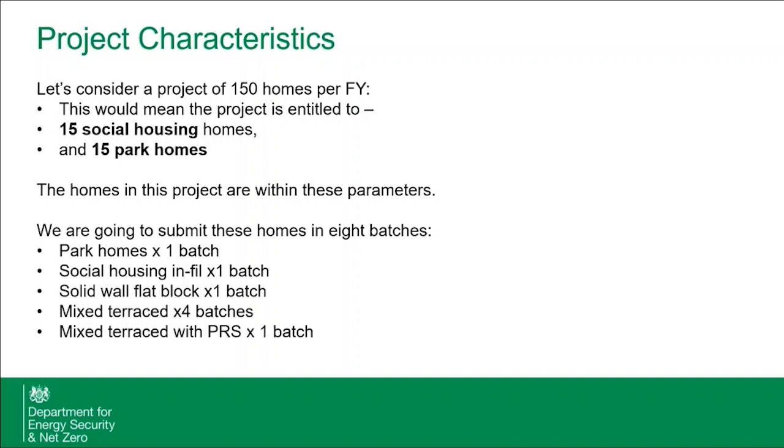So what we're going to do as part of that is submit these homes in 8 separate batches, and we're going to split them out by archetype. There'll be a single batch for park homes, a single batch for social housing infill, one batch of solid walled flats, 4 batches of mixed terraces, and a final batch of mixed terraces with a PRS, which I've now realised actually adds up. It does add up to 8. Okay.